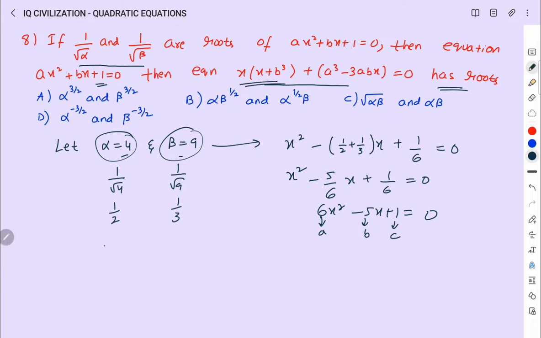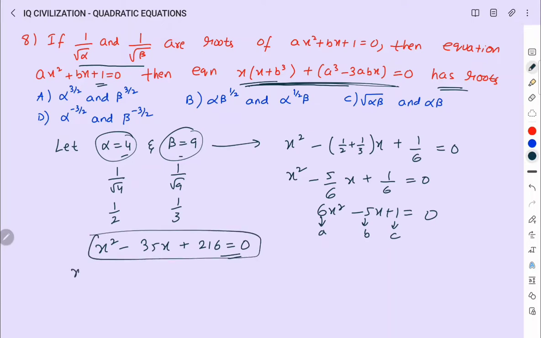Okay, so by substituting everything in this equation, we will get x square minus 35x plus 216 equals 0. So by finding the roots, we know how to find the root. x equals minus b plus or minus root over b square minus 4ac by 2a, or another method is by comparing this, the sum and product of roots.